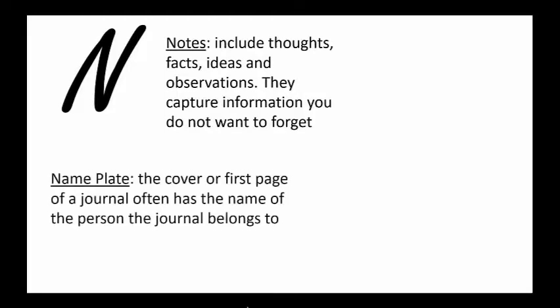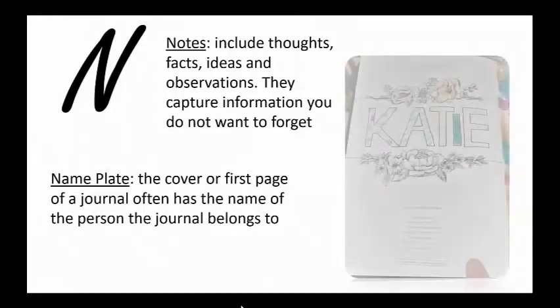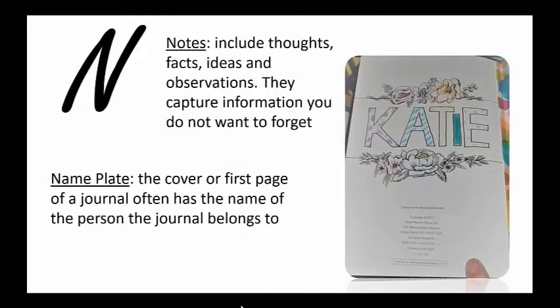We also have nameplates. Now, a nameplate is something very personal. It's the cover or the first page of a journal, and it often has your name on it. Some people also choose to add either their phone number or an email that you can reach out and contact them if your bullet journal gets lost.